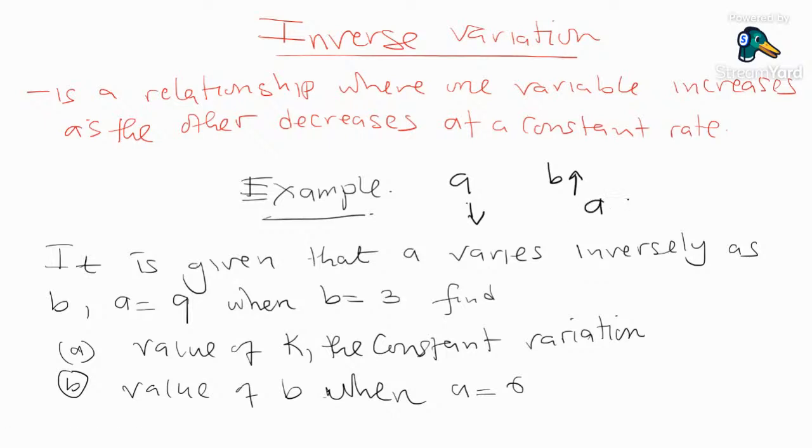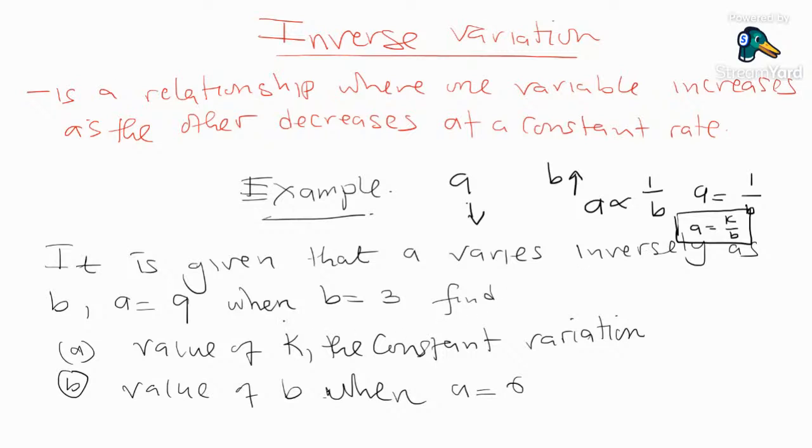So we say, let's say a varies inversely as b. And of course, the formula for this one is a = 1 over b, which can be written as a = k over b. So this is what we are going to go with.